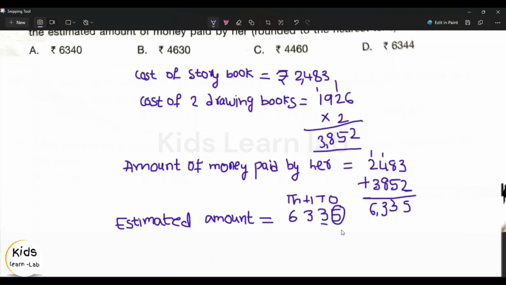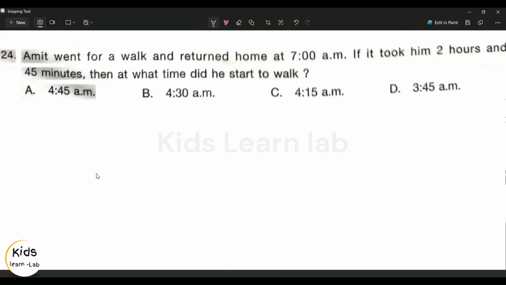So ones place is compared with 5. So 5 is equal to 5. Then ones place becomes 0. We have to add 1 to tens place. So 3 plus 1 is 4. Remaining digits are same. So 6340 is the answer. So option A is the right answer, children.